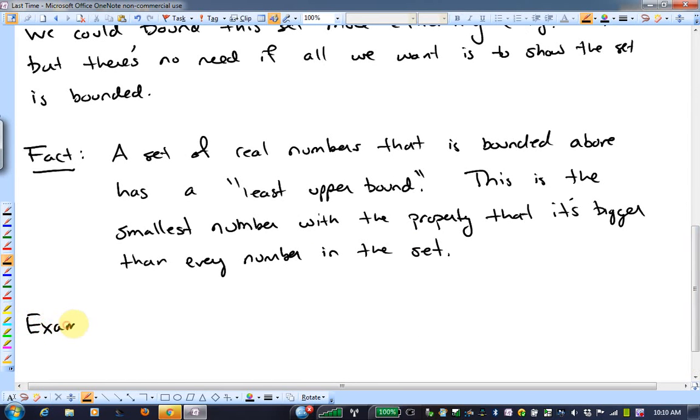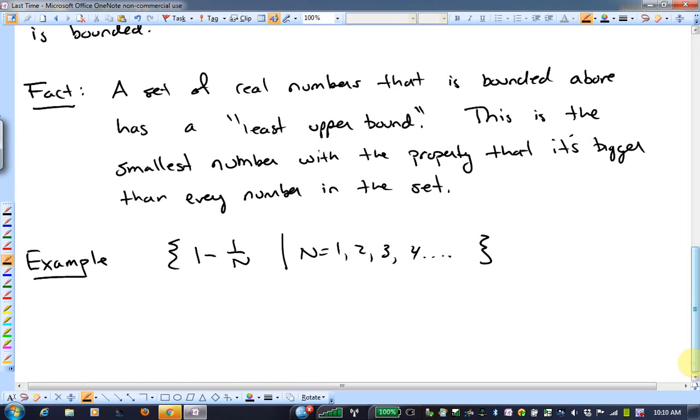Let's modify this one up there. I'm going to think about this set. This is going to be 1 minus 1 over n. And again, I'm going to have n go 1, 2, 3, 4. Okay? Right, well, this set's going to be bounded. But here's what this is, right? When n is 1, you get 0. When n is 2, you get 1/2. When n is 3, you get 2/3. When n is 4, you get 3/4. If it was 5, you'd get 4/5, right? Get the idea?